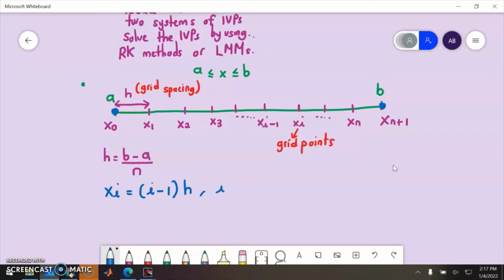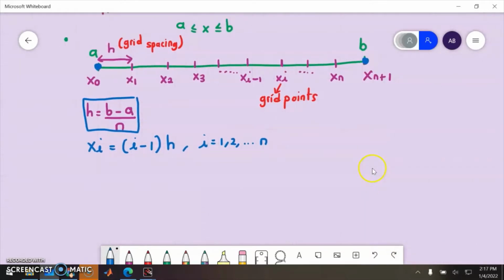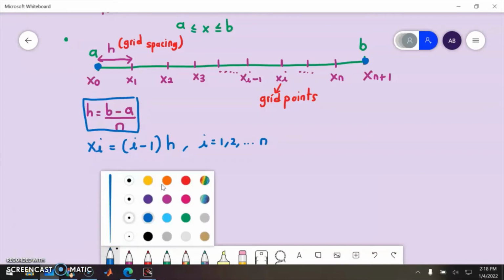Okay, so where i equals 1, 2, up to n, where h is given by this formula. Now we want to solve this by using the finite difference approach. To consider the expansion for the finite difference approach, I can show you that.